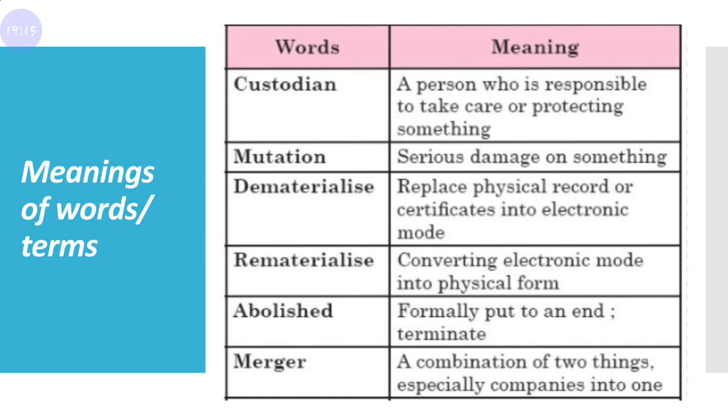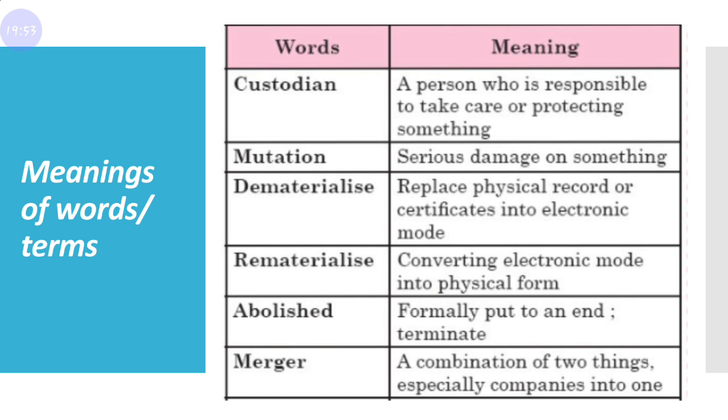Now this is a slide where we are going to learn about the meanings of different words and terms which we have learned in this particular chapter. Now the very first word is custodian. Now the custodian means what? A person who is responsible to take care of protecting something. Second is mutation, serious damage on something. Dematerialize, now replace physical record or certificates into electronic mode. Rematerialize, that means converting electronic mode into the physical form.